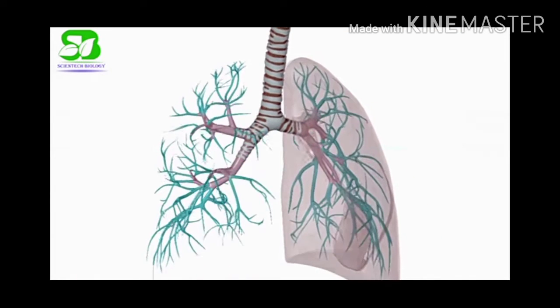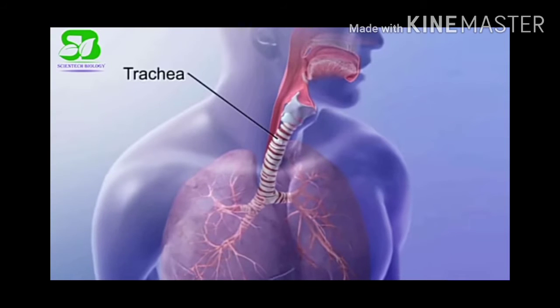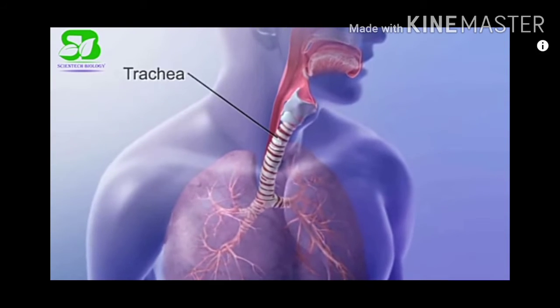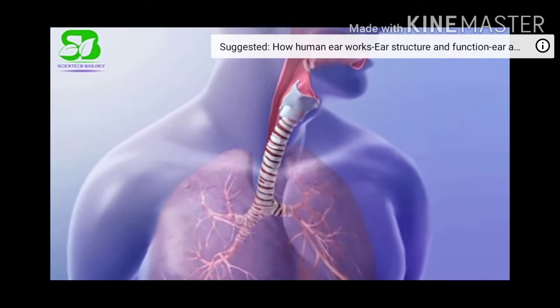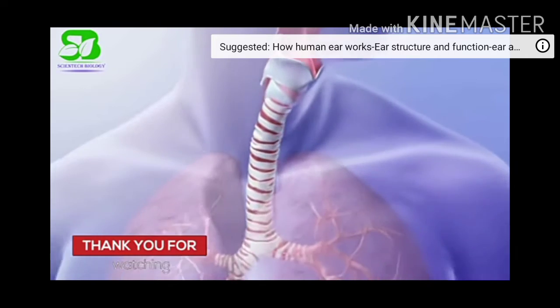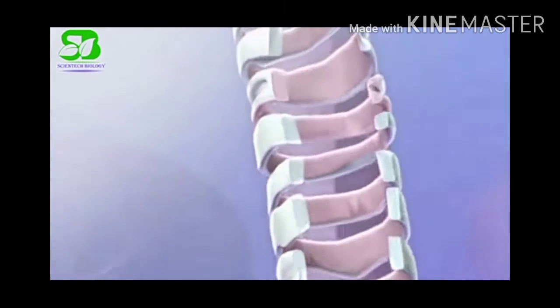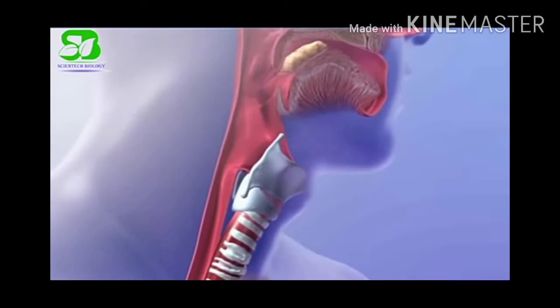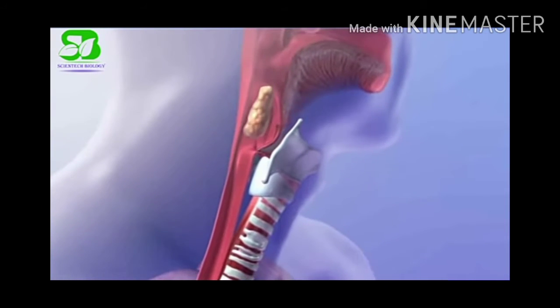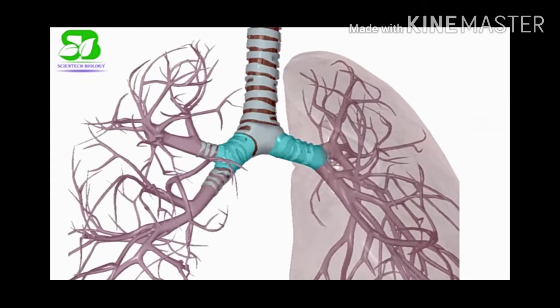Then the trachea. What is the trachea? The trachea is actually the windpipe. It is about 12 cm long and lies in front of the esophagus. C-shaped cartilage is present here. The cartilage keeps the trachea from collapsing even when there is no air in it. It enters into the bronchi. The trachea has C-shaped cartilaginous rings.